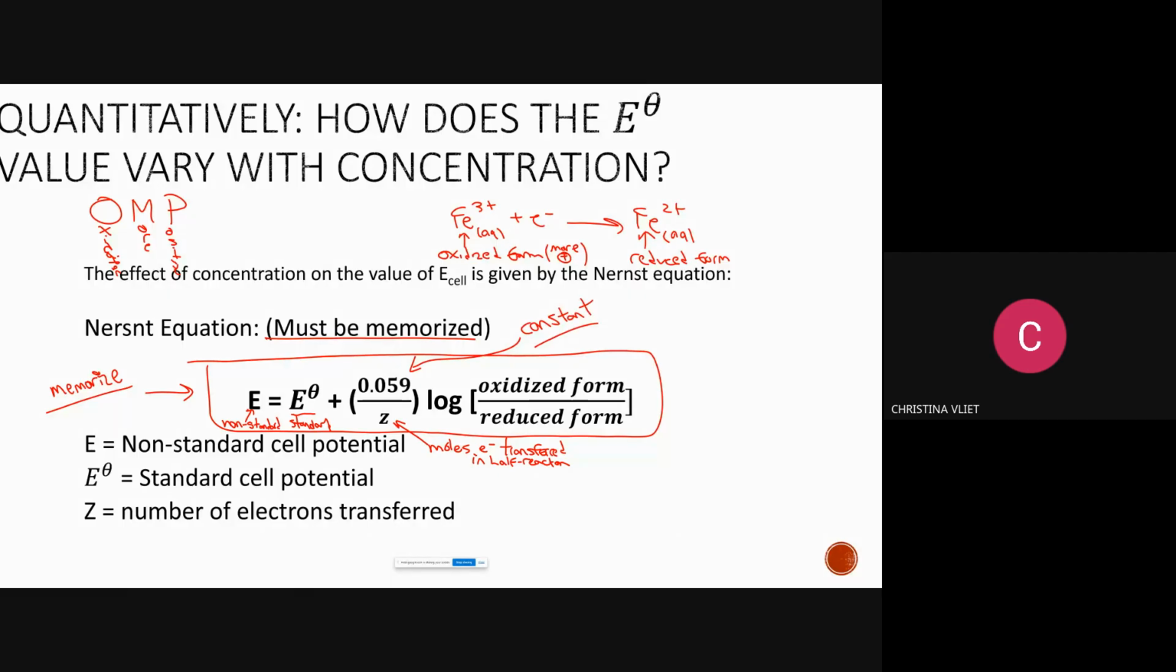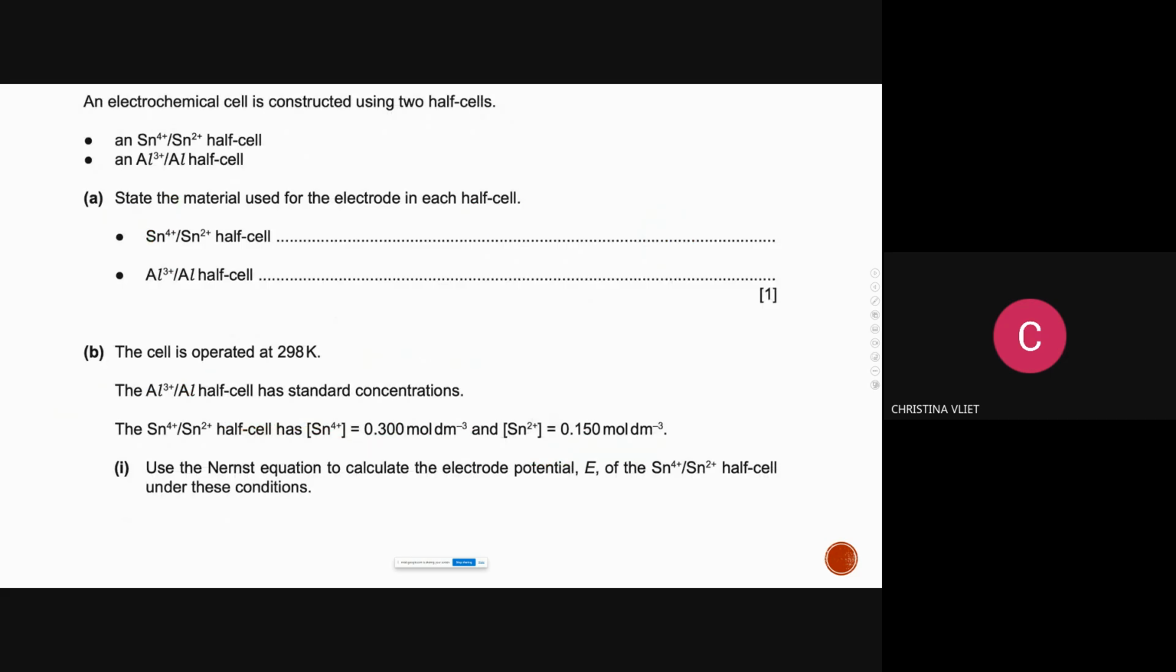The derivation of it would require a math course higher than this. But there is a derivation for it to change from standard to non-standard concentration. An electrochemical cell is constructed using two half cells. You've got Sn4+ to Sn2+, Al3+ to Al.